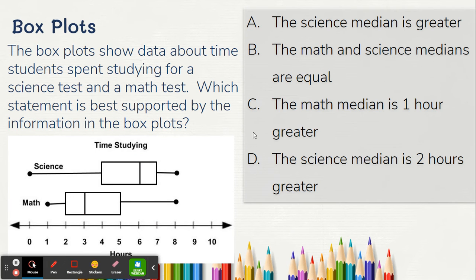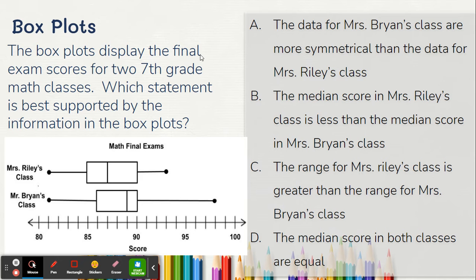And then we're going to do one more. The box plots display the final exam scores for 2 7th grade math classes. Which statement is best supported by the information in the box plots? Okay, same thing. The data for Miss Bryan's class are more symmetrical than the data for Miss Riley's class. So let's see. If it's symmetrical, that means it's pretty even. Our median would probably be in the middle. Okay, and our whiskers would be pretty same. Okay. So Miss Bryan's class is more symmetrical.